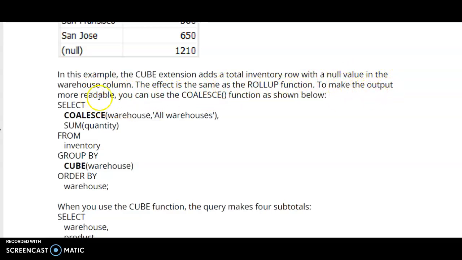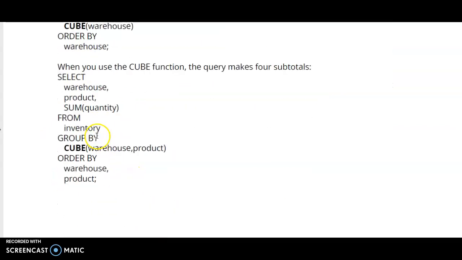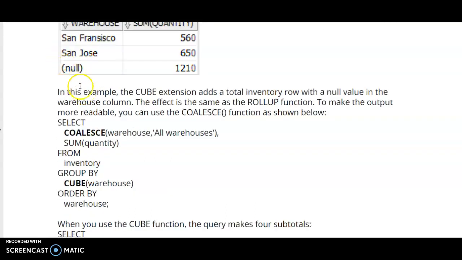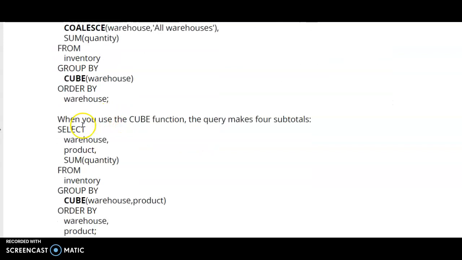To make the output more readable, we use coalesce. Here we added: select coalesce warehouse, 'all warehouse', sum quantity from inventory group by cube warehouse order by warehouse. Then in that position, it will show all warehouse. When you use the cube function, the query makes 4 subtotals.